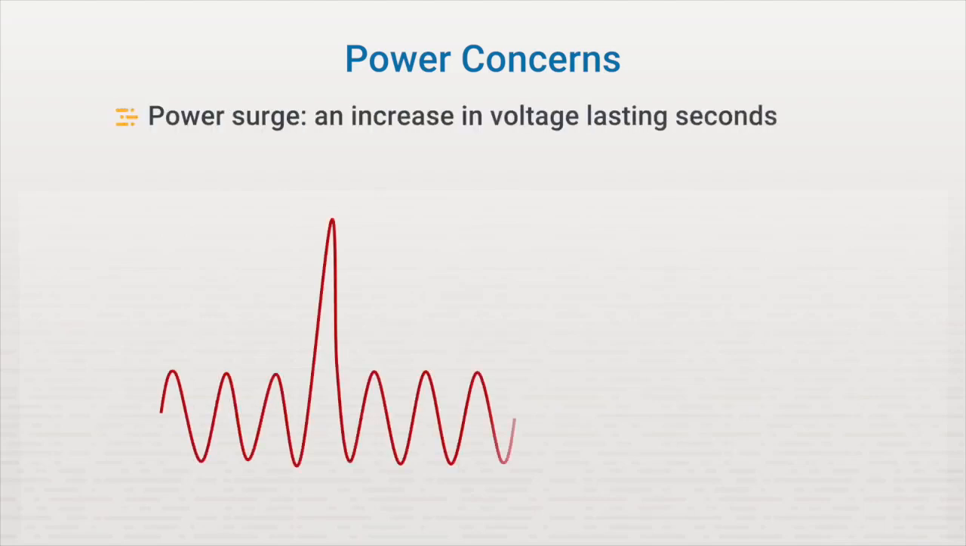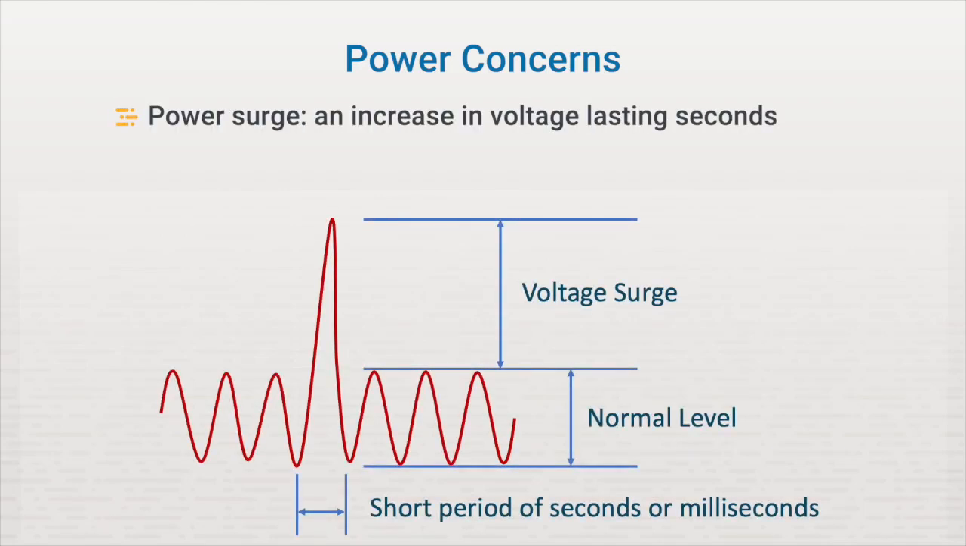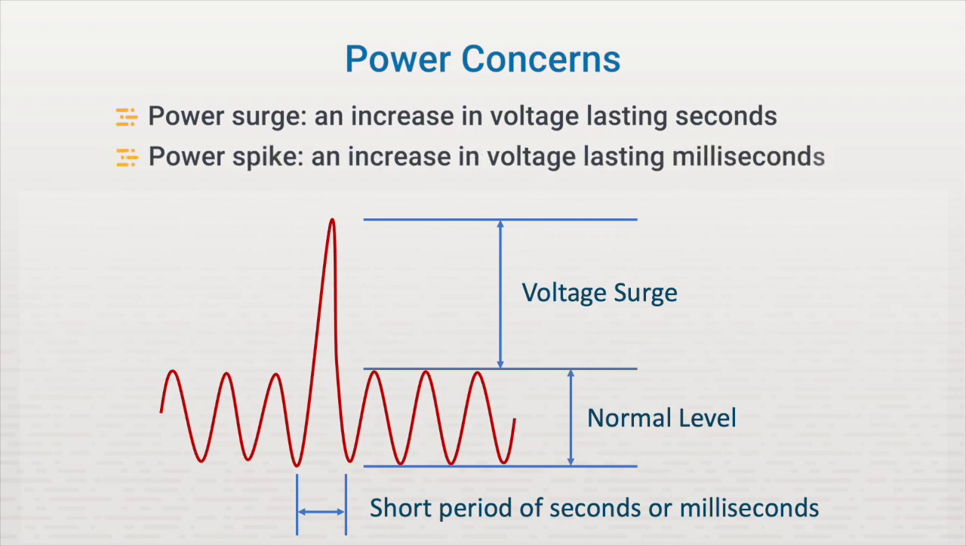The first problem you might have is a power surge. A power surge happens when you get an increase in voltage that can last for seconds. A power spike is like a power surge, but it lasts milliseconds instead of seconds. In either case, instead of getting 110 or 120 volts from a wall outlet, you get a surge of extra volts. It doesn't happen very often, but it can, especially if there's a lightning storm.